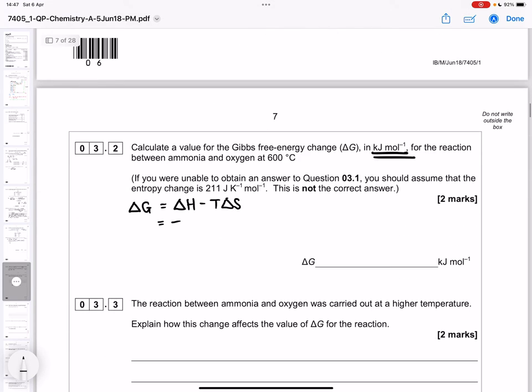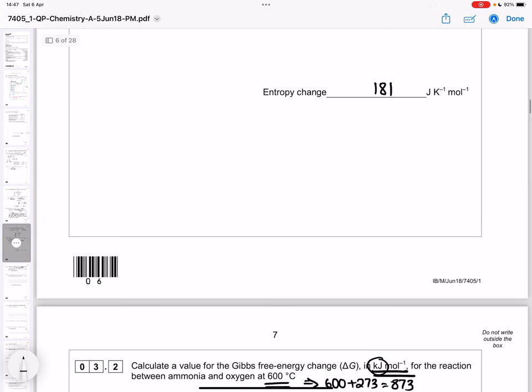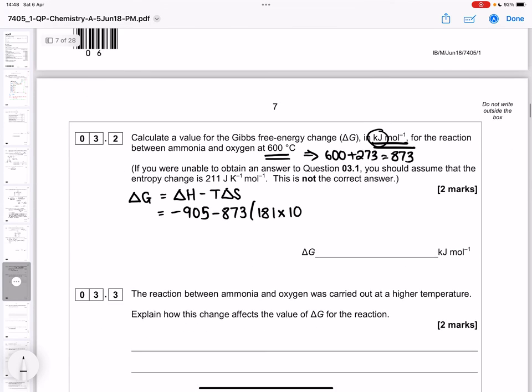Now the temperature 600 degrees C is in the wrong units. Remember, units are so important. So 600 plus 273 equals 873 Kelvin. So it's going to become 873. And then our 181 that we calculated, but remember that the units are important. We need to go into kilojoules, and ours was just in joules. So we're going to divide it by 1,000 or times 10 to the minus 3.